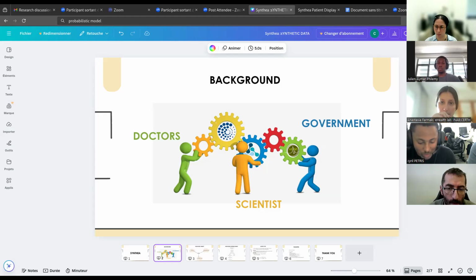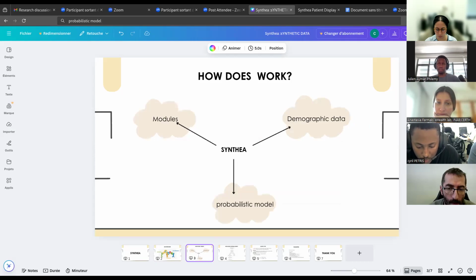Let me break it down. Synthea is a tool that was created by doctors, scientists, and also with the help of the government to create synthetic data, because the data in the hospital can't be used like that. We have to have the agreement of the patient to use this data. So that causes a little bit of trouble. That's why they created Synthea, which can create synthetic and anonymous data. So I'm going to show you the three pillars of Synthea.